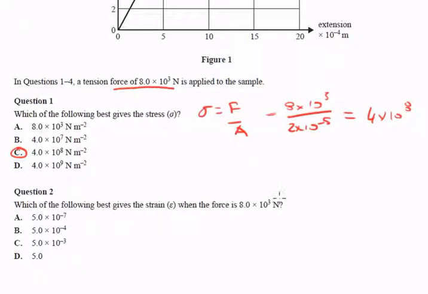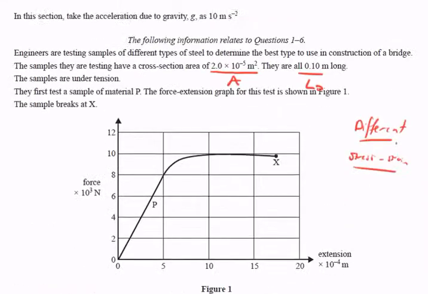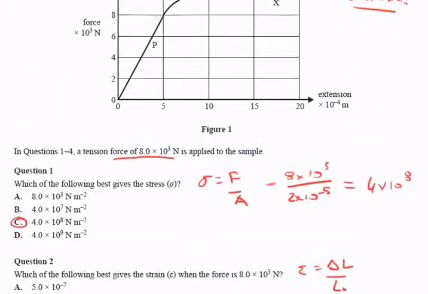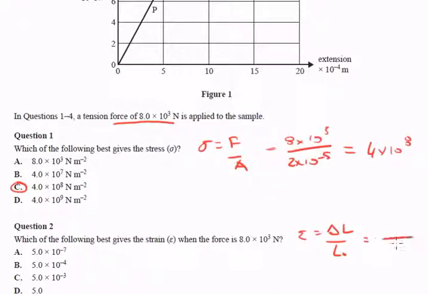Which of the following gives the strain when the force is this? So again, I'll just write out my formula for strain. Change in length over initial length. And say, have I got enough information to solve for that? Well, what have I got up here? I've got the initial length, 0.1. Great. Divided by 0.1. Not point L. Change in length. I need that to work out the strain.